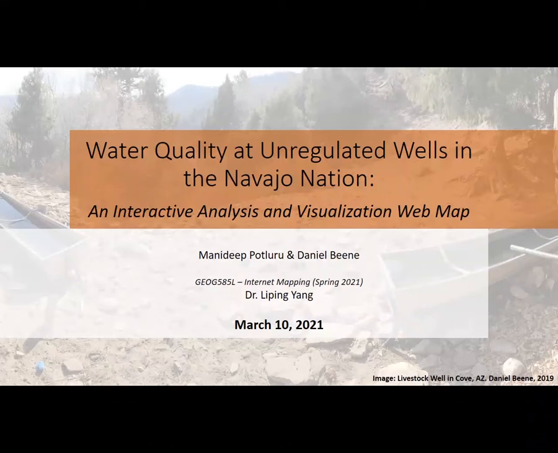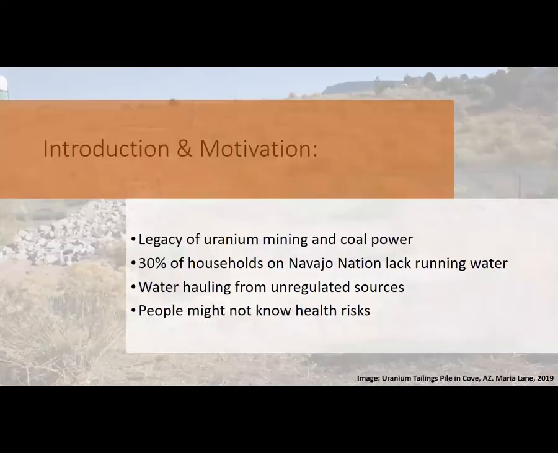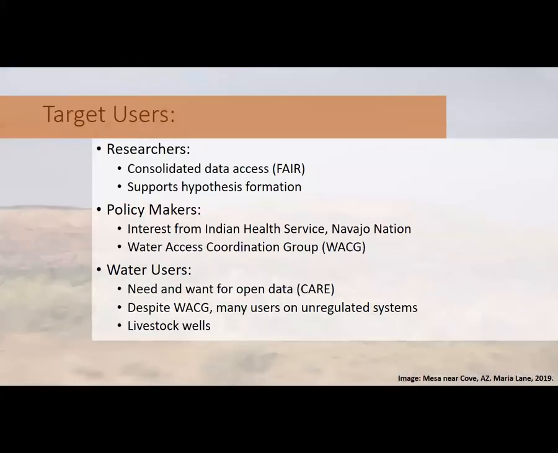This video will outline the motivation for and use of an interactive web app we developed to study water quality at unregulated wells across the Navajo Nation. There are more than 500 abandoned uranium mines on the Navajo Nation. Contaminants from these mines are known to pollute water sources throughout the region. This is compounded by the fact that about 30% of households there lack running water, so water hauling is common. Some of the wells that water users rely on are unregulated, meaning that the associated health risks may be unclear.